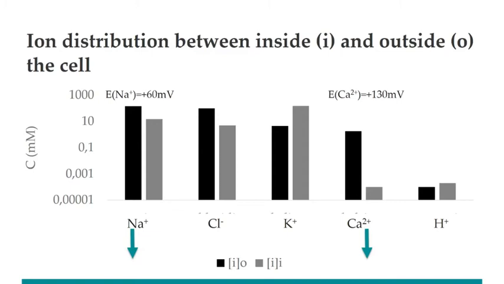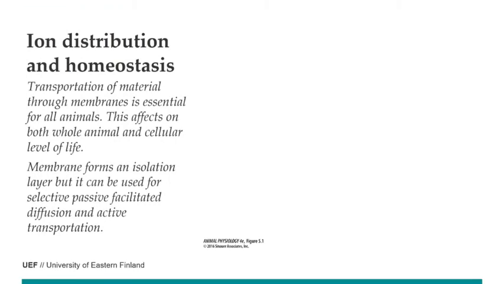Then we have the potassium concentration difference. Potassium is very common inside the cell, but has a low concentration outside. So if we have a pathway for potassium ions on the membrane, potassium is fluxing out from the cell. And then we have some that don't have such huge concentration differences, chloride and protons, so they can move in both directions. This ion distribution is essential for homeostasis.